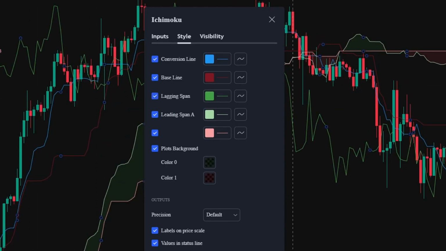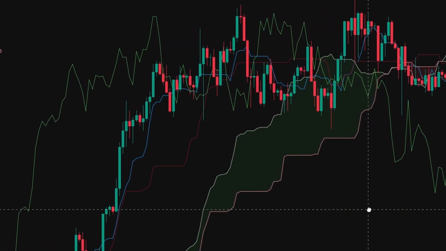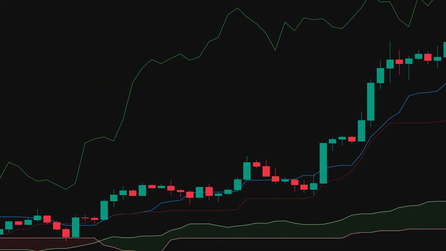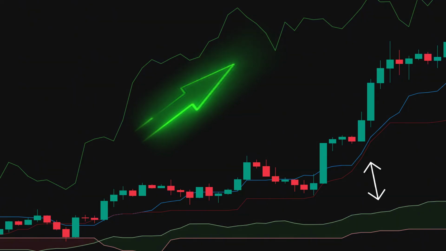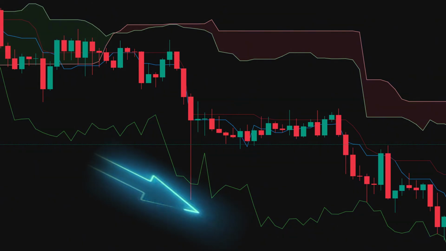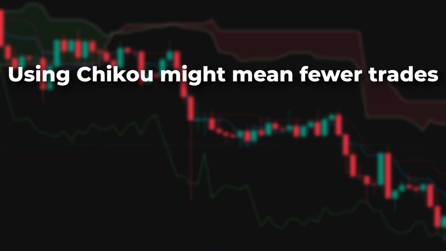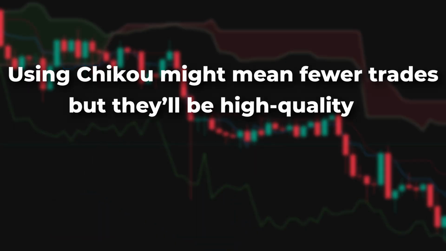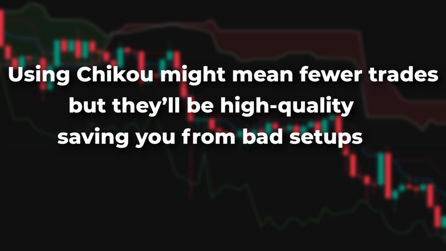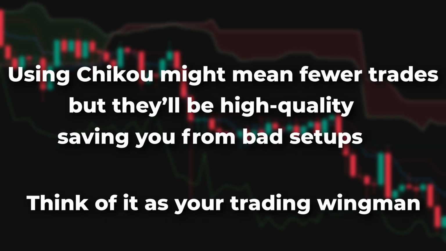Bring in the Chikou span, the green lagging line. It shows whether the trend is confirmed. If Chikou is rising and the price is above the cloud, it's extra confirmation for buys. If it's dropping and the price is below the cloud, it confirms a sell. Using Chikou might mean fewer trades, but they'll be high quality, saving you from bad setups. Think of it as your trading wingman.